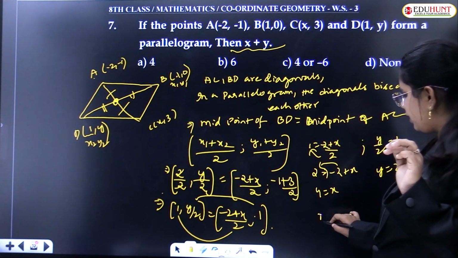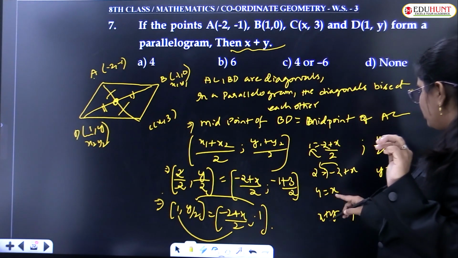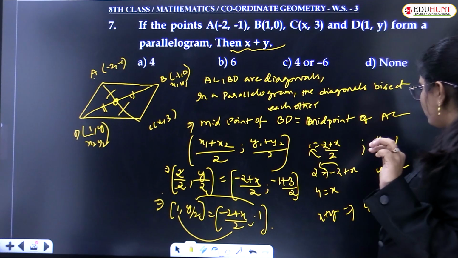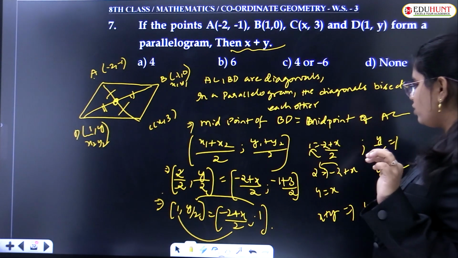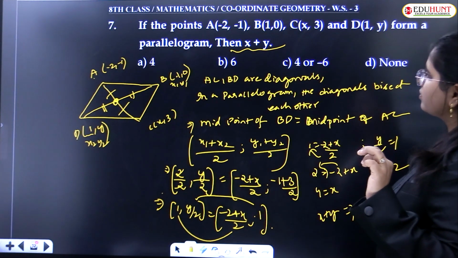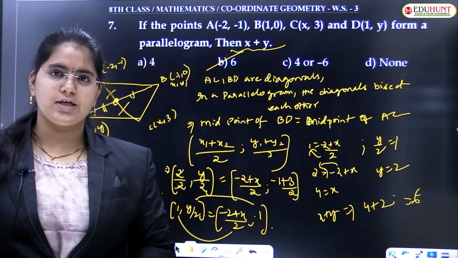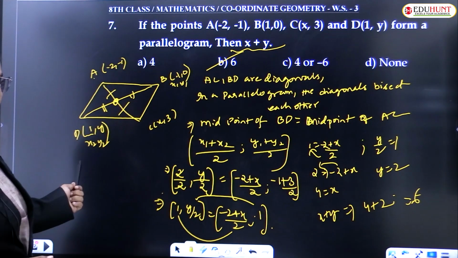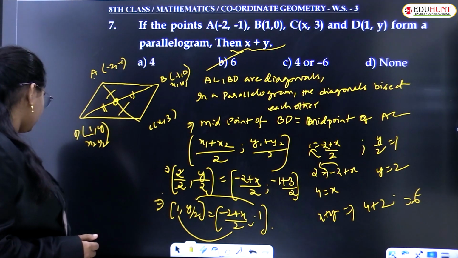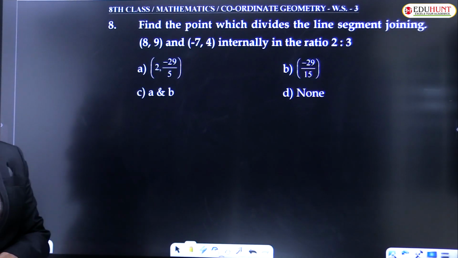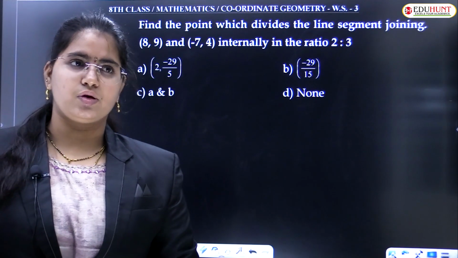Now I need to find the value of x plus y. So what do I get? 4 plus 2, which is 6. Option B. Have a glance at the problem, make it fast. Done? Okay. Basically, I have solved that problem using the midpoint concept, right?